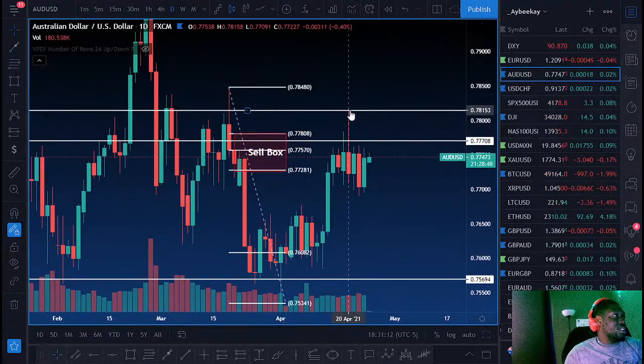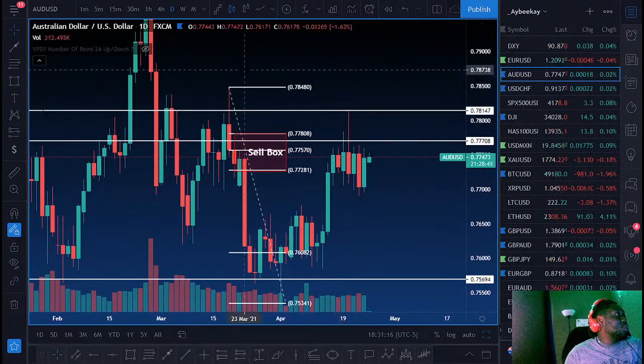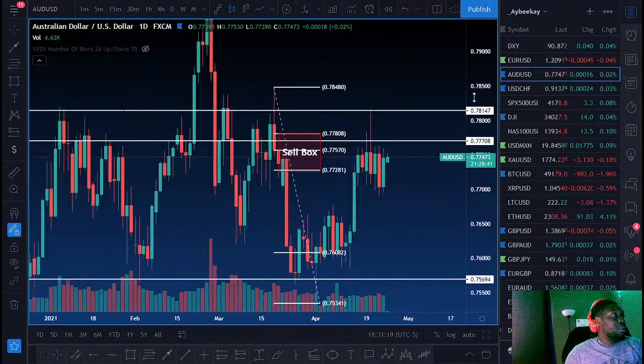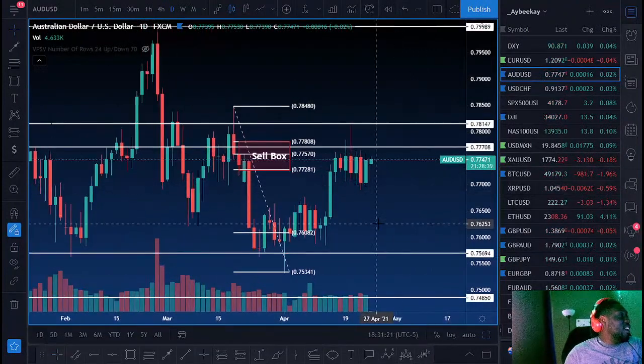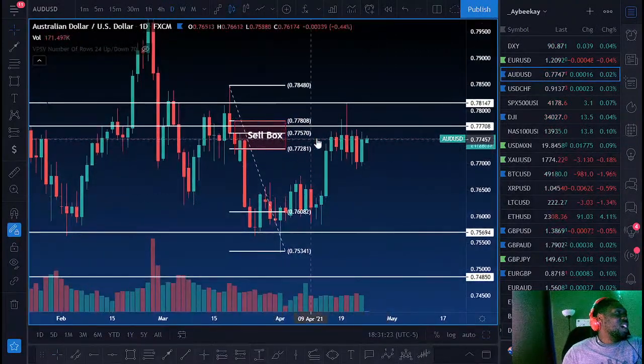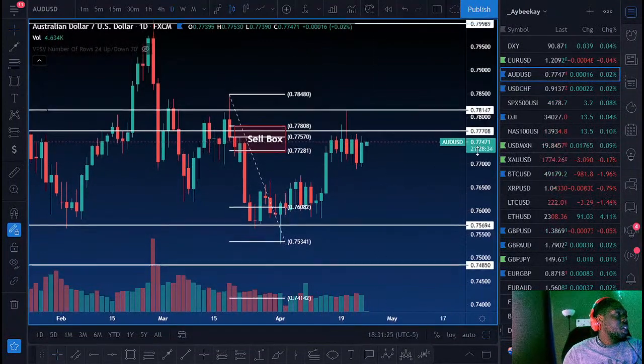Price almost hit for those who trade with that 90% fib, and if you use that as a stop loss, rip, because that's not the wave. So yeah, I'm looking for sells on AUDUSD.